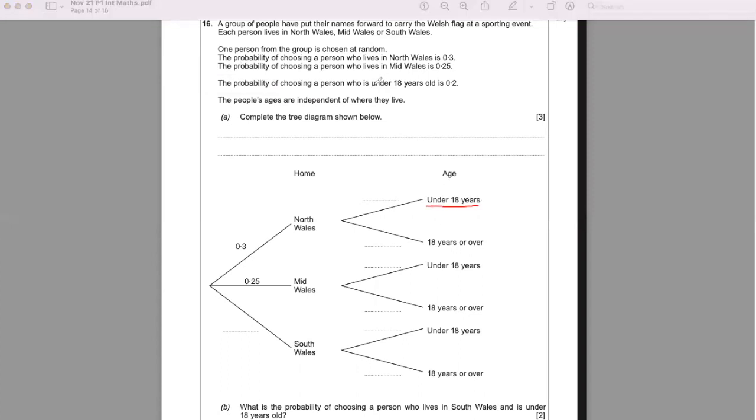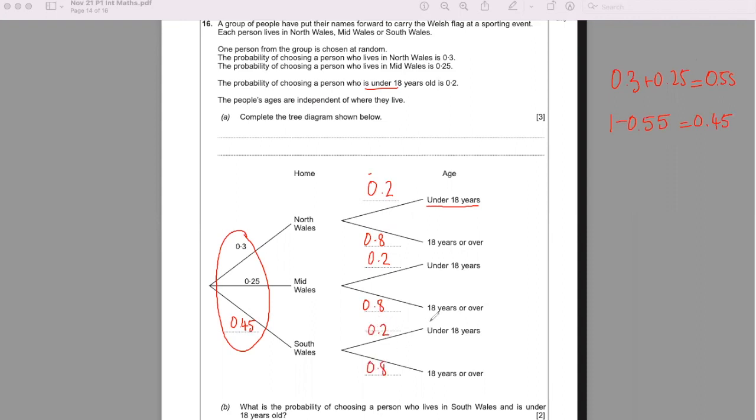And you just have to fill in the tree diagram here. This is a really straightforward probability tree diagram. You know that the probabilities of an event just add up to 1. 0.3 plus 0.25 would be 0.55. And just do 1 take away 0.55, and that would give you 0.45. Okay, and you just fill it in here. And they've already given that the probability of choosing a person who is under 18 years old is 0.2, so that would be 0.8 because they also add up to 1. Okay, so that's the rest of the question there.